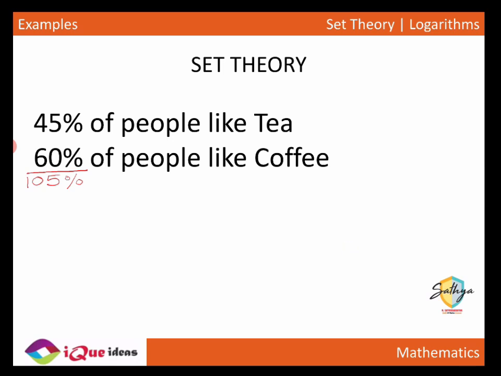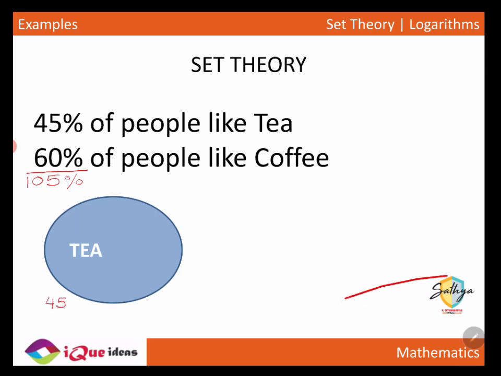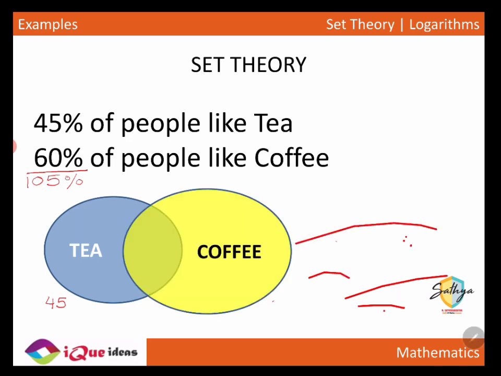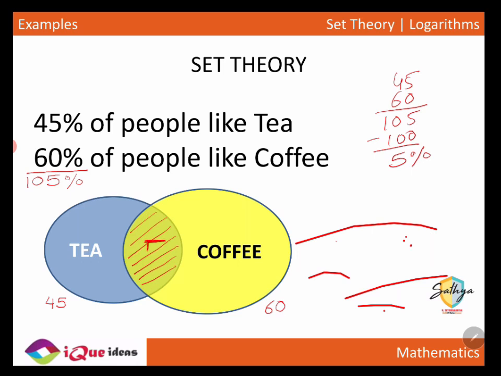So here we need to understand that tea lovers is represented by 45% and coffee lovers is represented by a group which is 60%, right? Now this region which you can see is an overlapping region. So when you add 45 and 60 and you get 105, you know that it's an extra 5%. This extra 5% is actually represented by this region. So there is 5% which is being counted twice, once as tea lovers and once as coffee lovers.